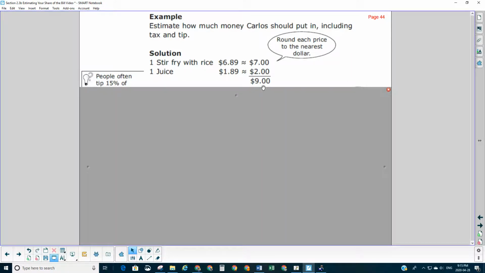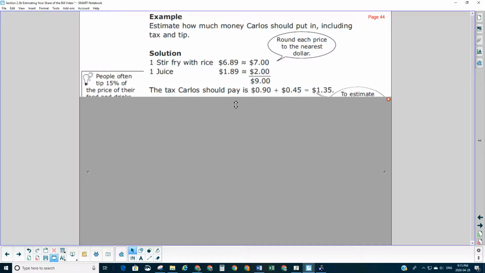Now, Carlos also has to pay tax. So some of that HST that's on the bill belongs to Carlos. So let's figure out 15% tax on Carlos. So we're going to estimate 15%, but we know from our other lessons that HST is only 13%. But 15% is a much easier one to calculate. So we're going to estimate 15%.